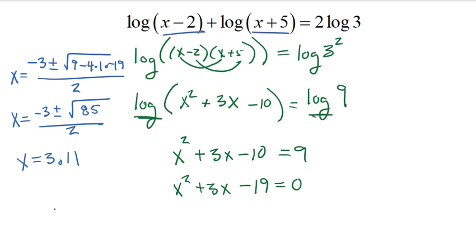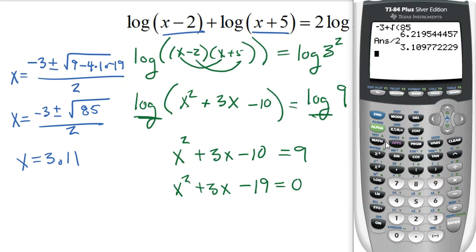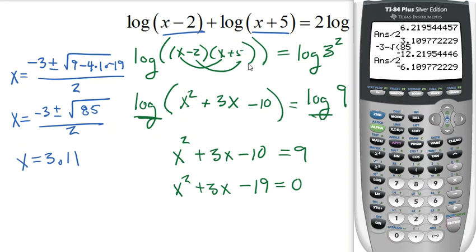It's going to work. And let me check the other answer, which I'm going to be honest, usually does not work. But you never know. Not always. I guess I shouldn't say that. So negative 3 minus the square root of 85, and then divide by 2. And I get a negative 6.11. If I plug negative 6.11 in, I'm actually going to get a negative in both of these logs. So that is not the answer.